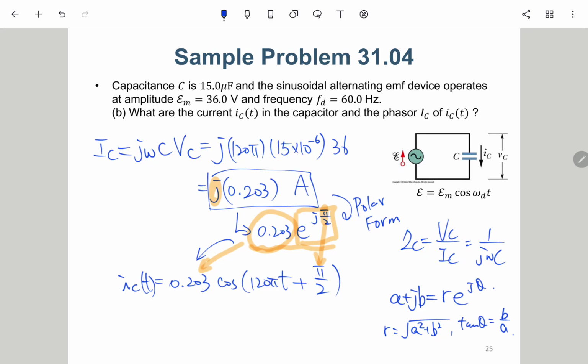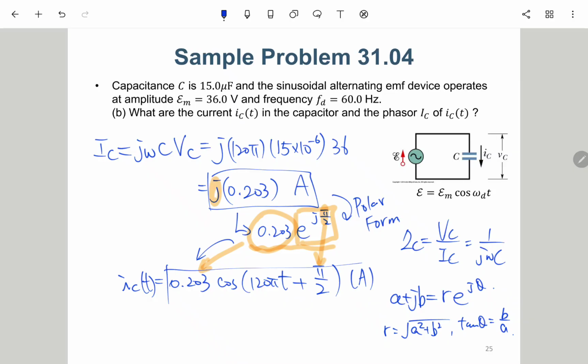Okay, so it can be plus pi or minus pi, depending on which quadrant it is at. So I write tangent theta equals b over a, and then you determine the quadrant, depending on the polarity of a and b. Okay, so this is the current.